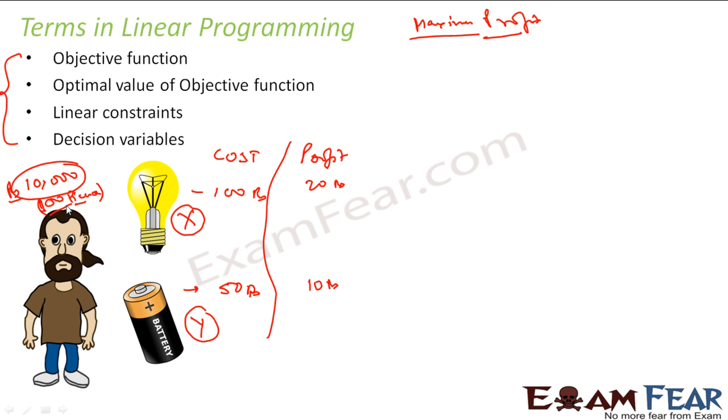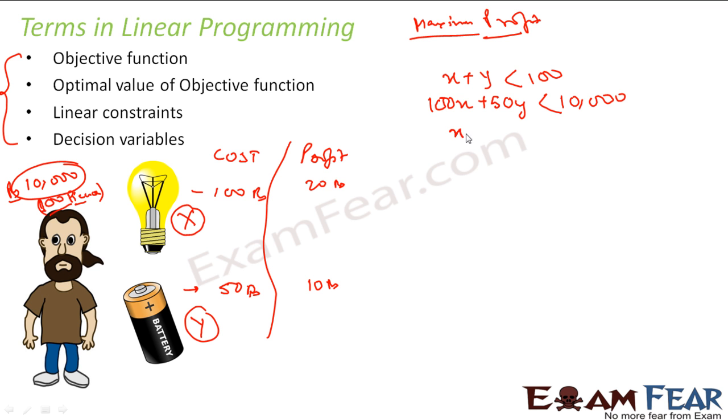The total storage he has is 100. So if he has X bulbs and Y batteries, that has to be less than or equal to 100, because he can store at the max 100 batteries and bulbs. Also, the cost of one bulb is 100, so the cost of X bulbs is 100x, and the cost of Y batteries is 50y. And this has to be less than or equal to 10,000, because he can at the max invest 10,000 rupees.